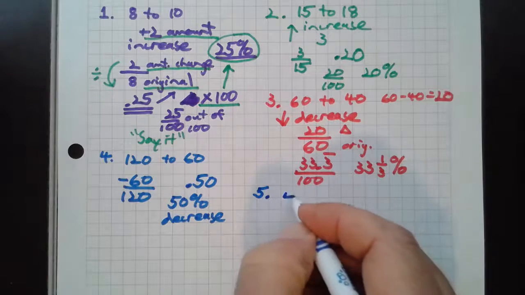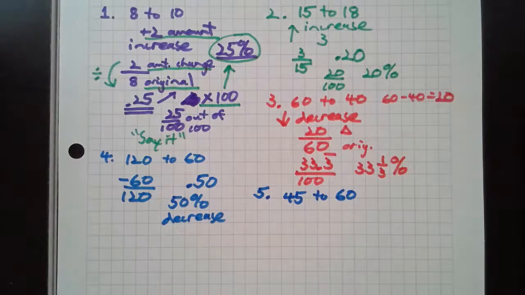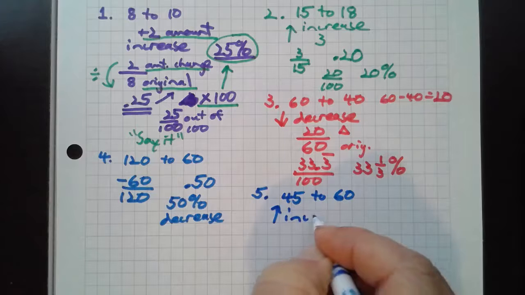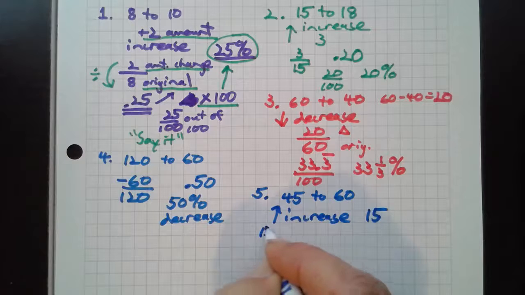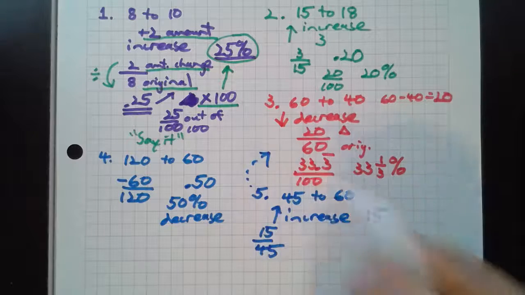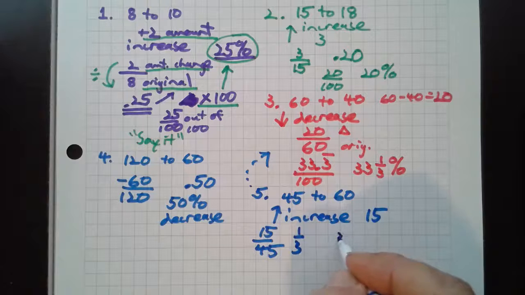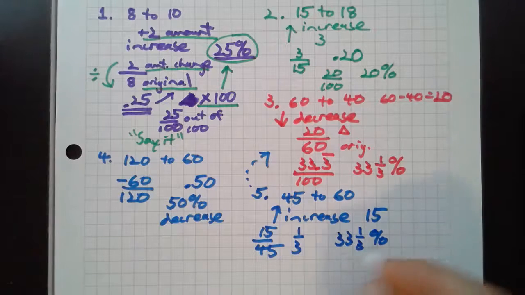Number 5. It started at 45, went to 60, whatever it is, the price of a pair of shoes or something. Did it increase or decrease? It increased. How much? 15. 15 compared to the original 45. And look, we kind of already did this same thing up here. This simplifies to 1 out of 3. And so we get the same answer as number 3, 33 and 1/3%. We want precision.